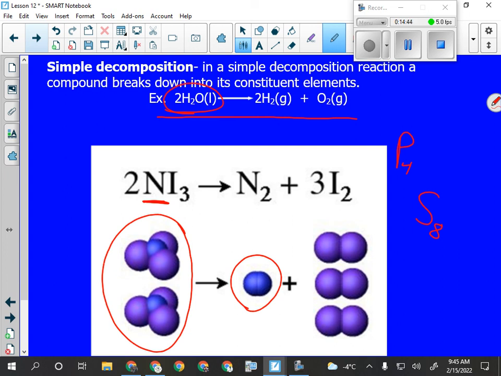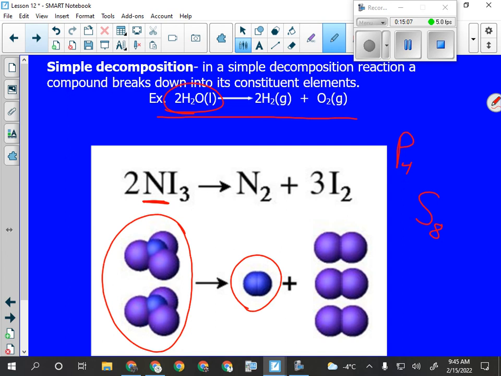How many iodines are there here? How many over there? 6, right? 2 times 3 is 6, 3 times 2 is 6. So this reaction is balanced. Everything is in equal amounts on both sides. And we're going to learn how to balance a reaction probably tomorrow or the day after.